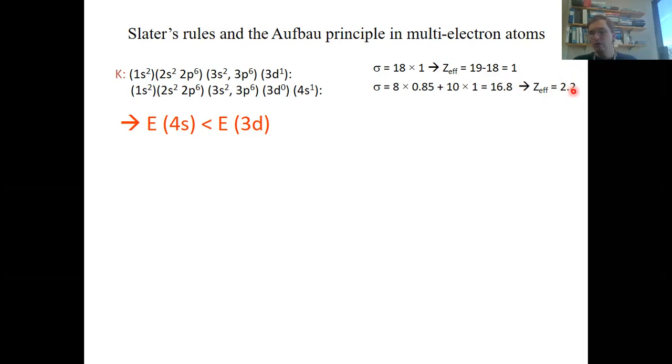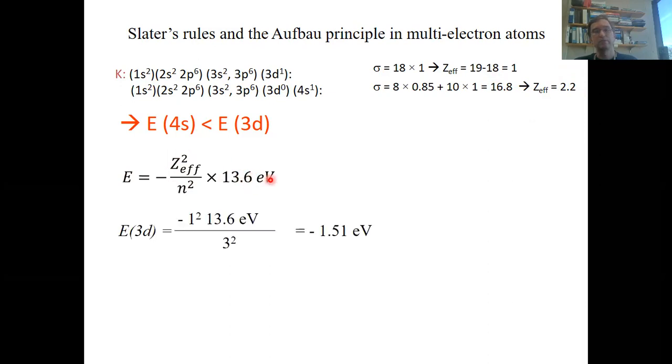Now, knowing this, we can also calculate the orbital energies. According to the formula, E is minus Zeff squared over n squared times 13.6 electron volts. So for the first electron configuration, our effective nuclear charge is 1. So we have minus 1 squared times 13.6 electron volts over the quantum number n, which is in this case 3, because we have a 3d electron. And that gives minus 1.51 electron volts.